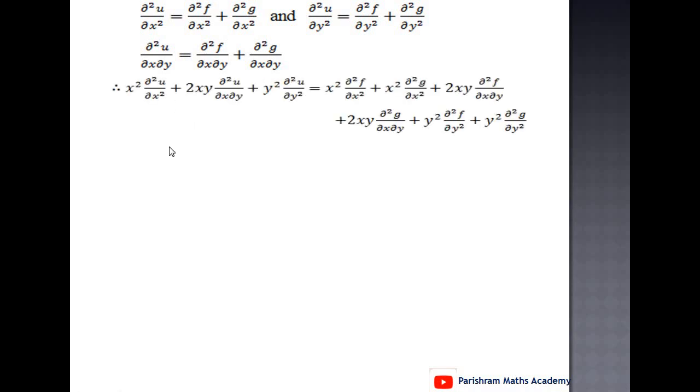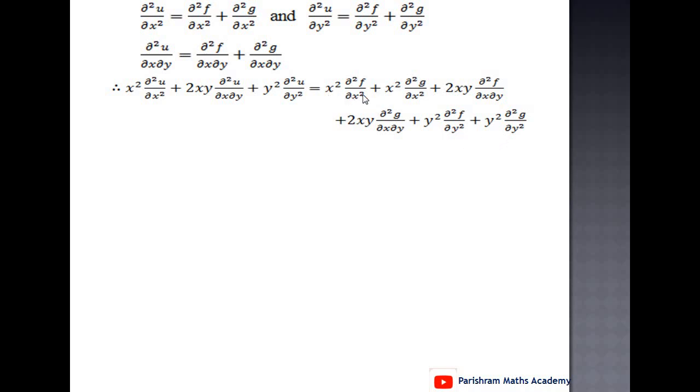Therefore we get x² ∂²u/∂x² plus 2xy ∂²u/∂x∂y plus y² ∂²u/∂y². Substituting the value of x² ∂²u/∂x², we get x² ∂²f/∂x² plus x² ∂²g/∂x², plus the value of 2xy ∂²u/∂x∂y, which is 2xy ∂²f/∂x∂y plus 2xy ∂²g/∂x∂y. Similarly, the last term is y² ∂²f/∂y² plus y² ∂²g/∂y².